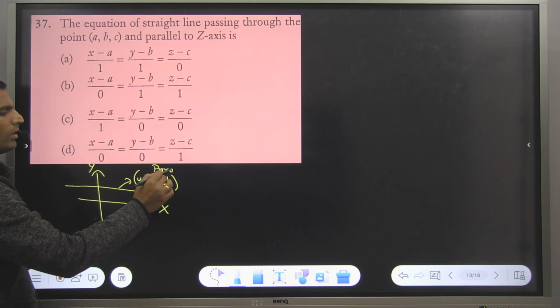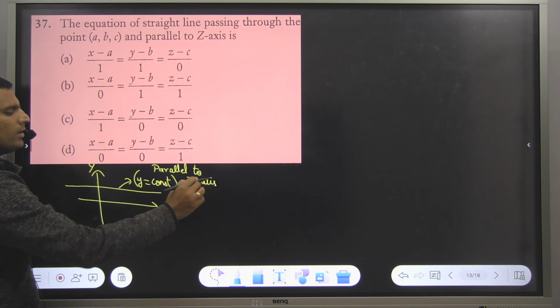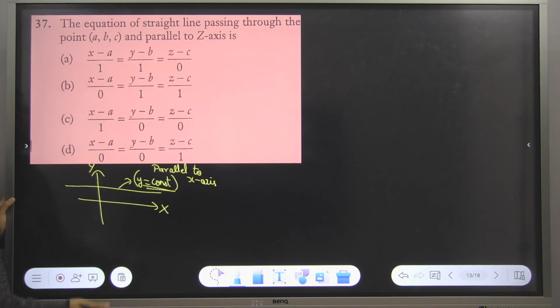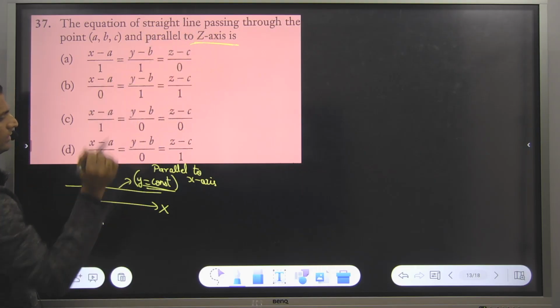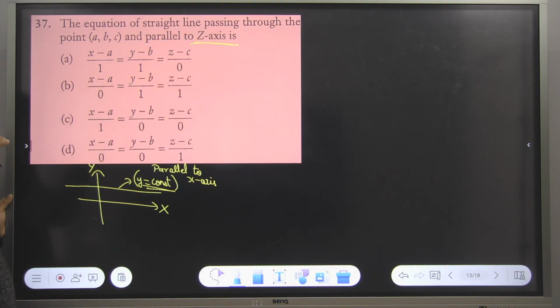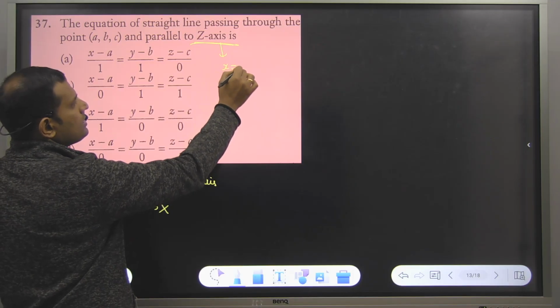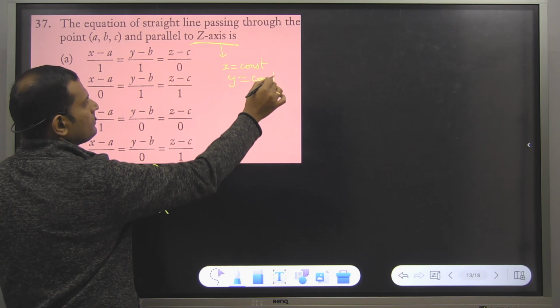Parallel to the x-axis, what will be constant? Which one will be constant? Not x. Which will be constant? y. Similarly in 3D, if it is parallel to the z-axis, leaving out z, the other two must be constant. Which are the other two? x and y, right? So here for this question, x must be constant and y also must be constant.